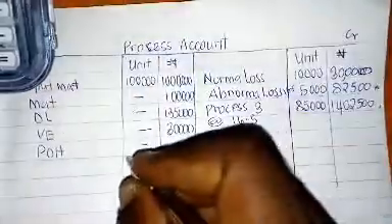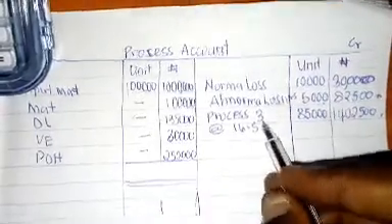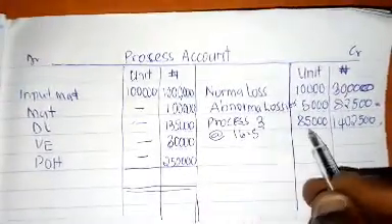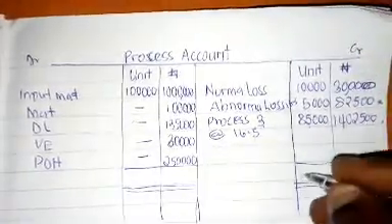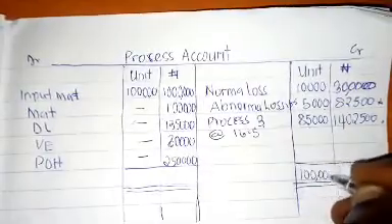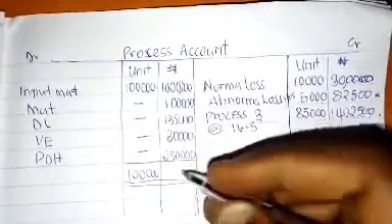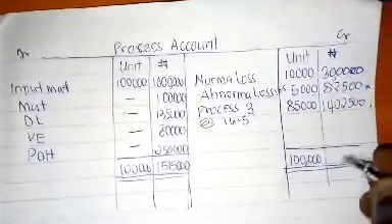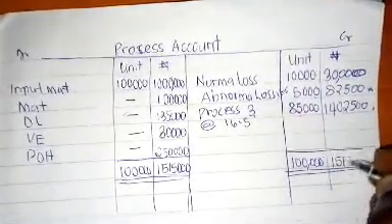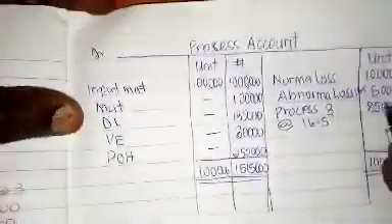So you take the balance. This is the actual output, and it must be transferred to process 3. So you balance this up. This will give you 100,000 units, and this will give you 100,000 units. When you add the totals, it gives you the total cost of 1,510,000.